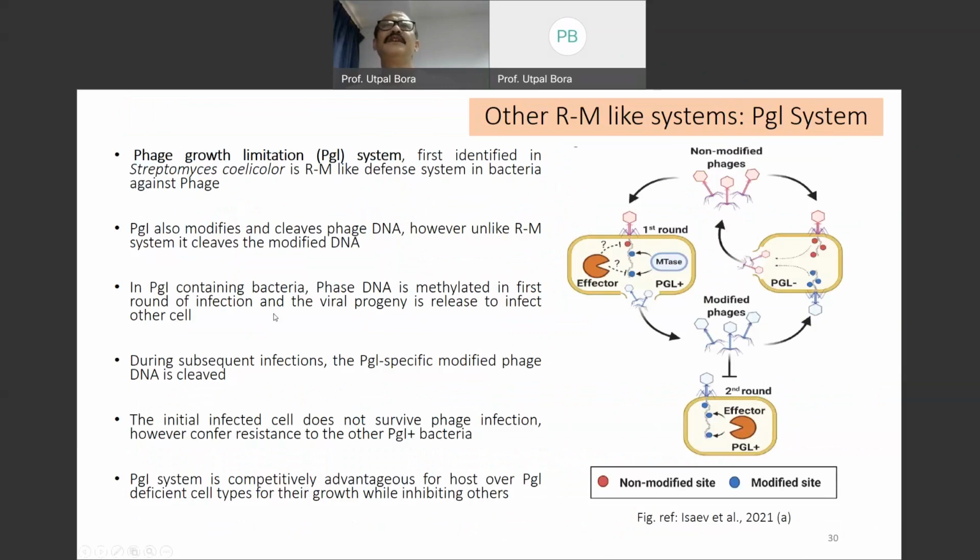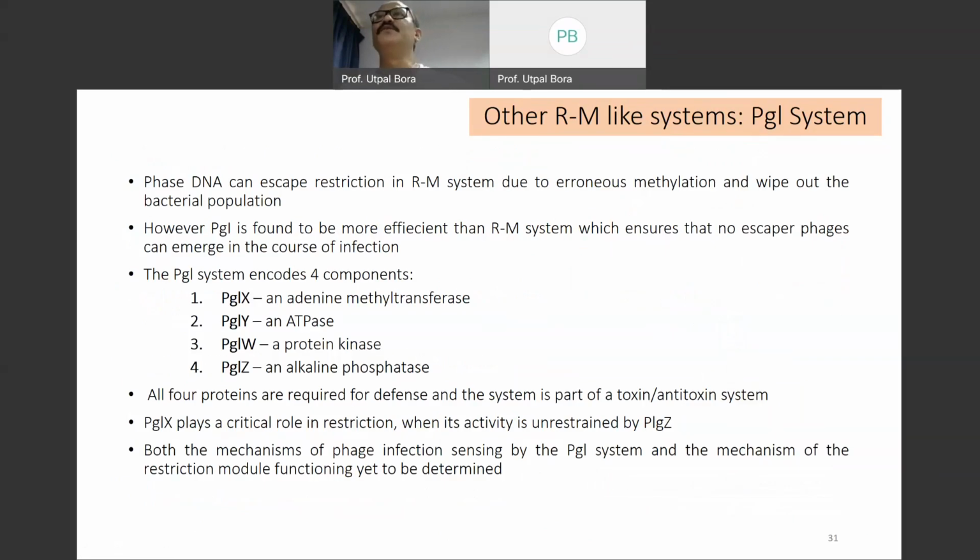Now you have various other restriction modification systems, like the phage growth limitation system. This was first identified in Streptomyces coelicolor, in RM-like defense systems in bacteria against phages. So I'm not going to discuss this system in depth because we have a few more interesting things to cover.